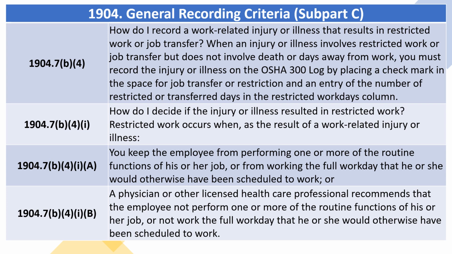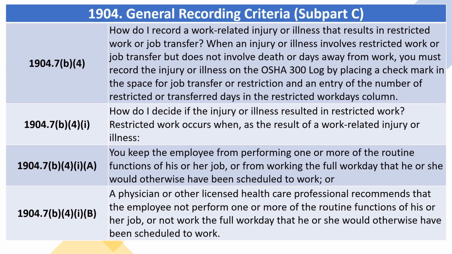1904.7(b)(4). How do I record a work-related injury or illness that results in restricted work or job transfer? When an injury or illness involves restricted work or job transfer but does not involve death or days away from work, you must record the injury or illness on the OSHA 300 log by placing a check mark in the space for job transfer or restriction and an entry of the number of restricted or transferred days in the restricted workdays column.